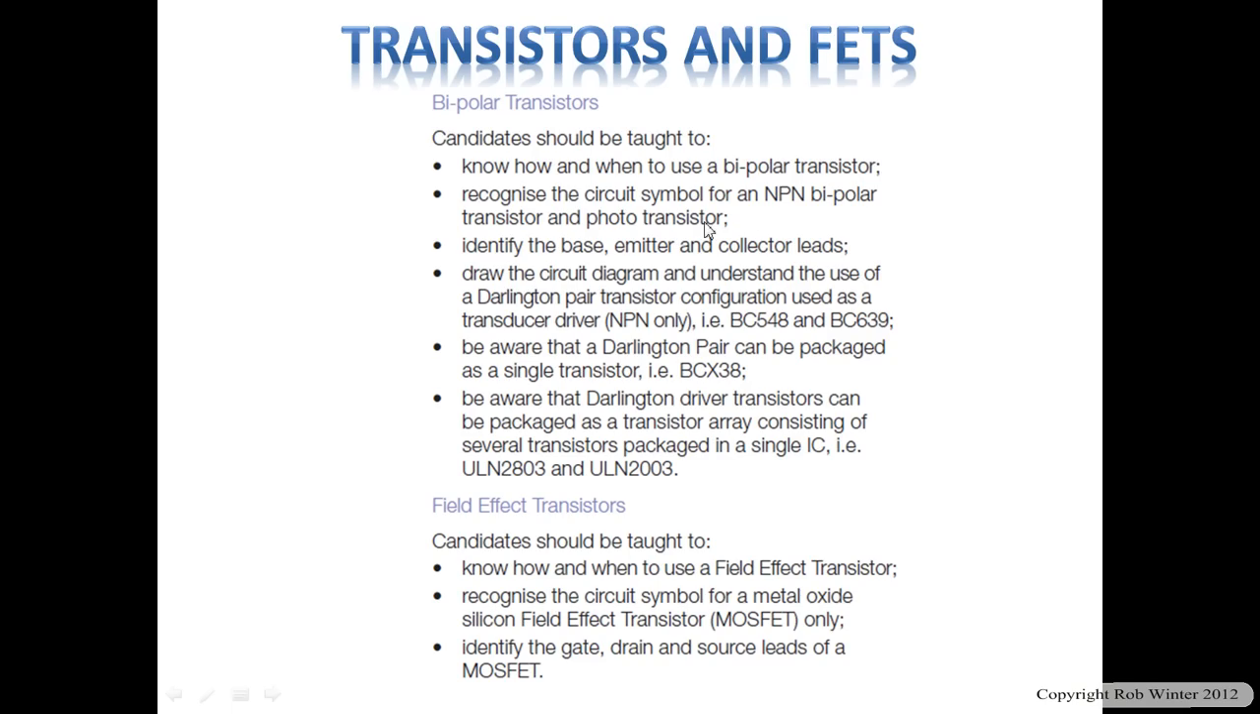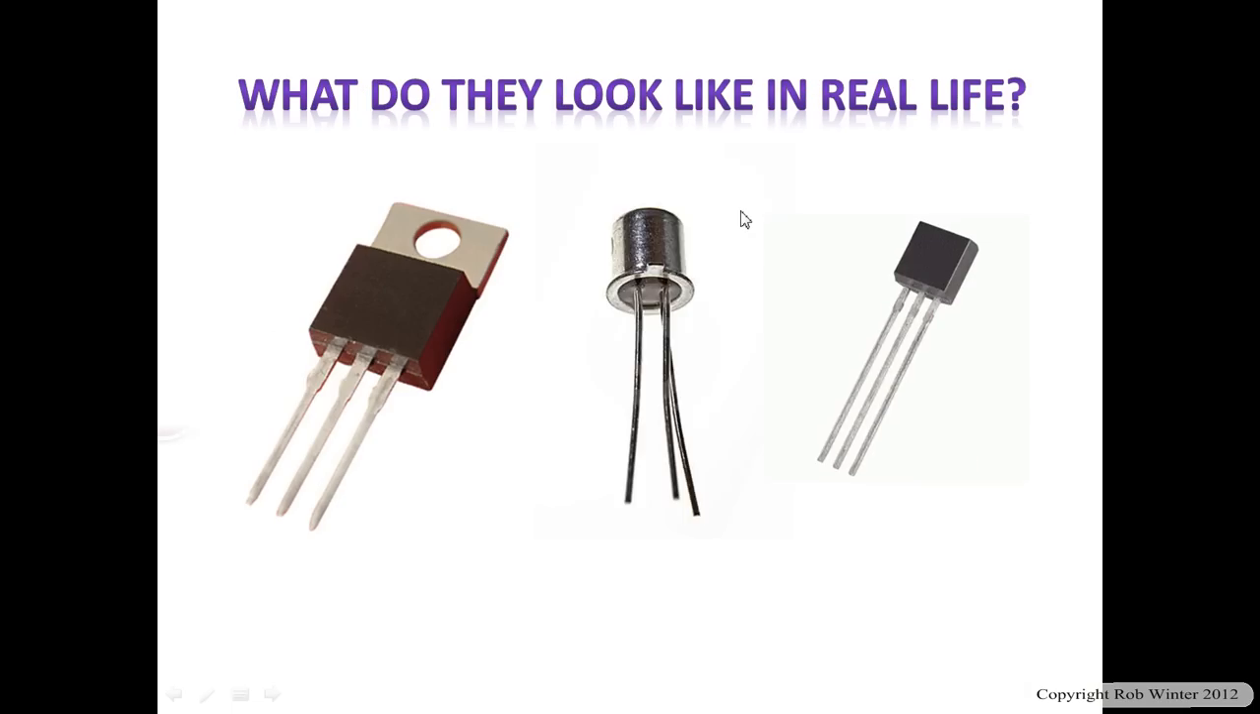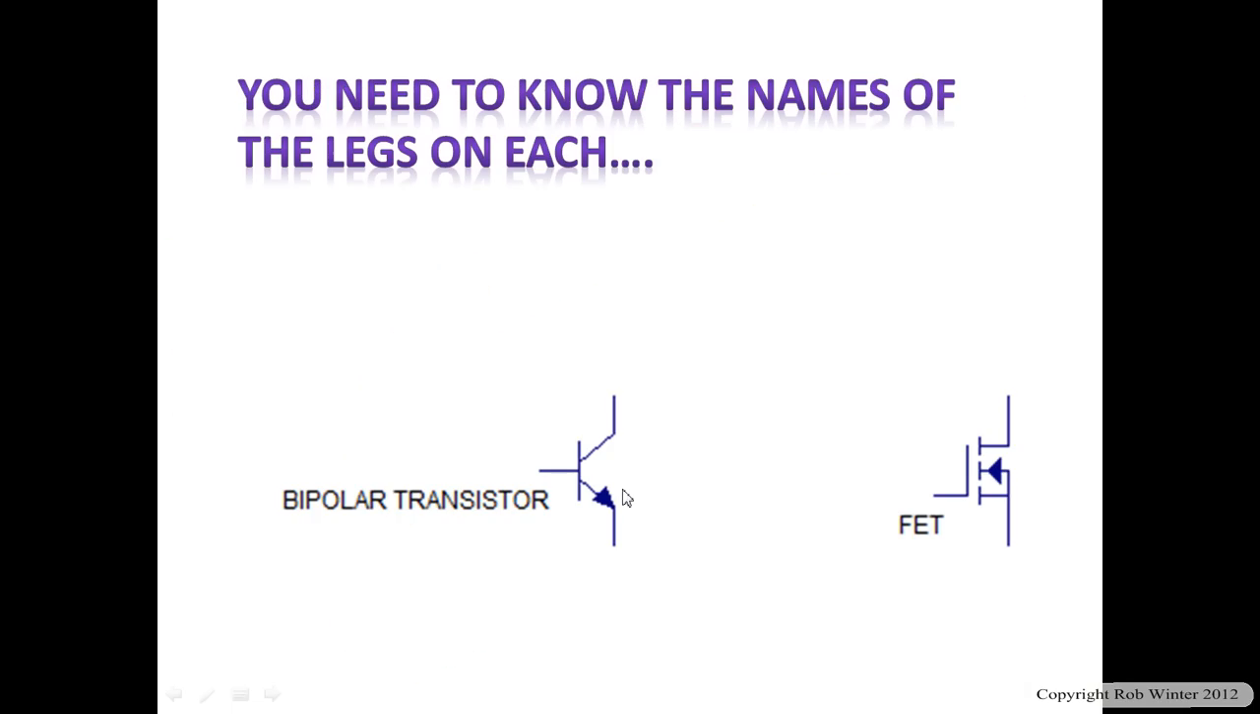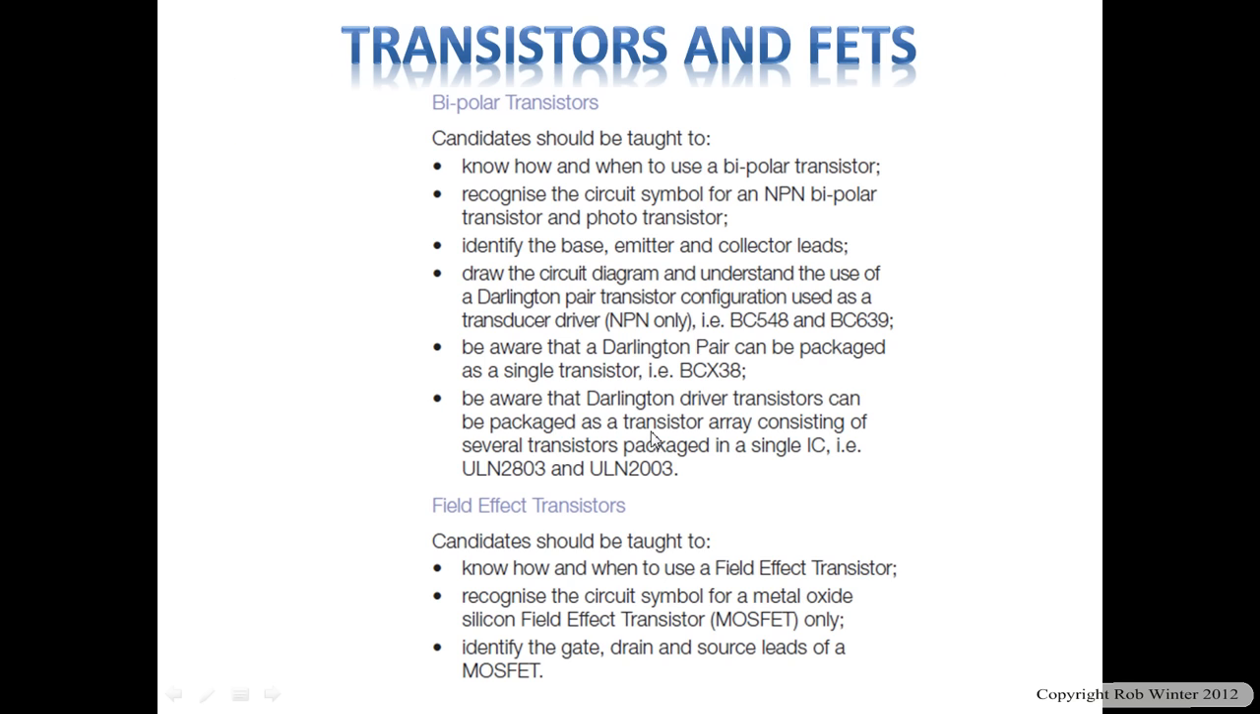It does say photo transistor. I will just touch on that very quickly. If we look at the symbol for one of these, the photo transistor looks exactly the same as this, but it has 2 arrows pointing at it, which means light is shining on it, a bit like an LDR. So we've done photo transistors. Identify the base, emitter and collector, done that.